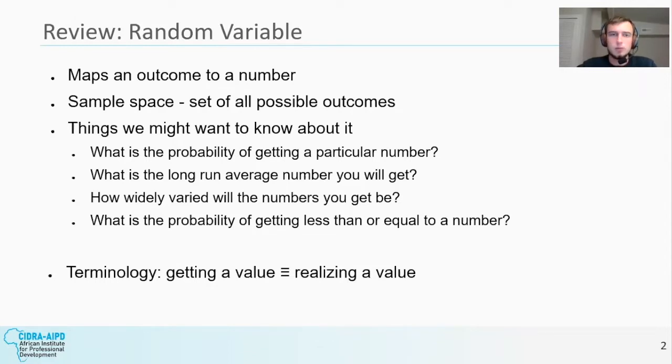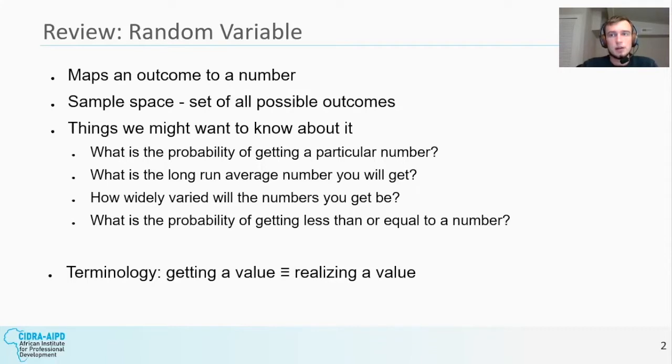So what are some things we might want to know about the distribution of these numbers representing experimental outcomes? Hey, what's the chance you get a particular number? What's the chance you get 1 head? If you flip 2 coins enough times, what's the long run average number of heads you're going to get? How widely varied are those numbers going to be? Are you going to get all no-heads flips, or a fair spread of no heads and 2 heads? Or are you going to get all 1 head? What is that distribution going to look like? How spread out is it going to be? And what is the probability of getting less than or equal to 1 head flipped?